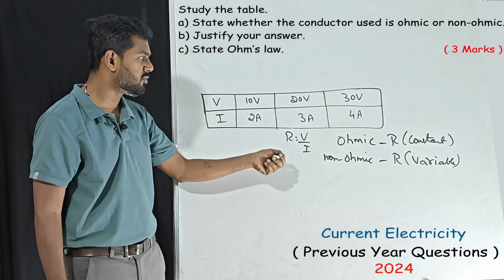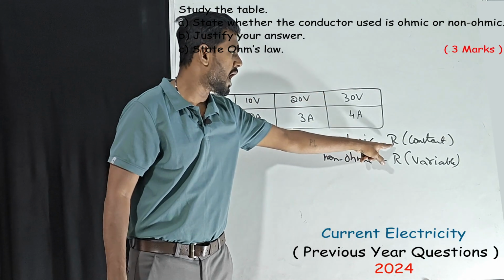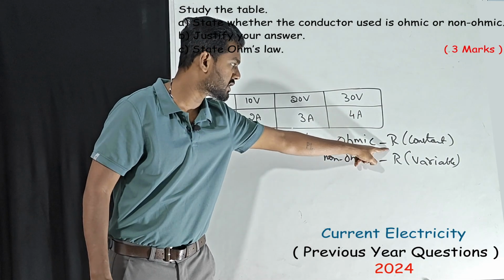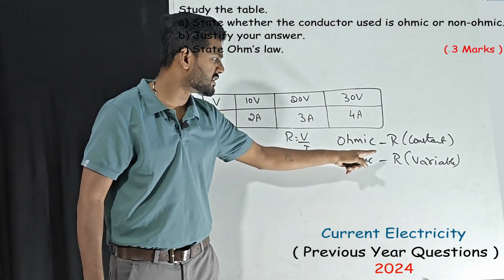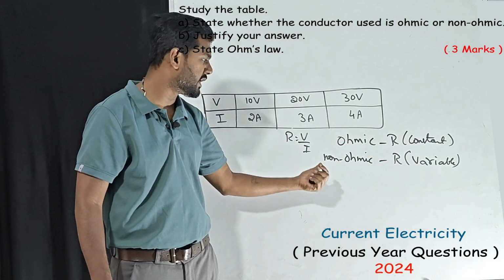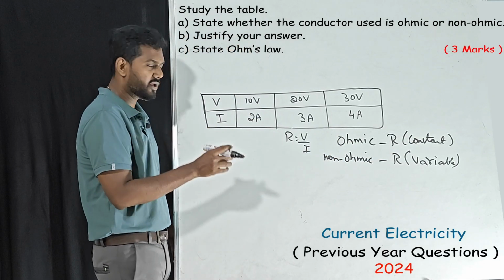Okay, if you get 5 ohms, then it is ohmic, because in all the different calculations R should be constant. If it is constant, then it is an ohmic resistance. Okay, ohmic conductors. If R is variable, then it is a non-ohmic conductor. Using this formula, we have to find the resistance.